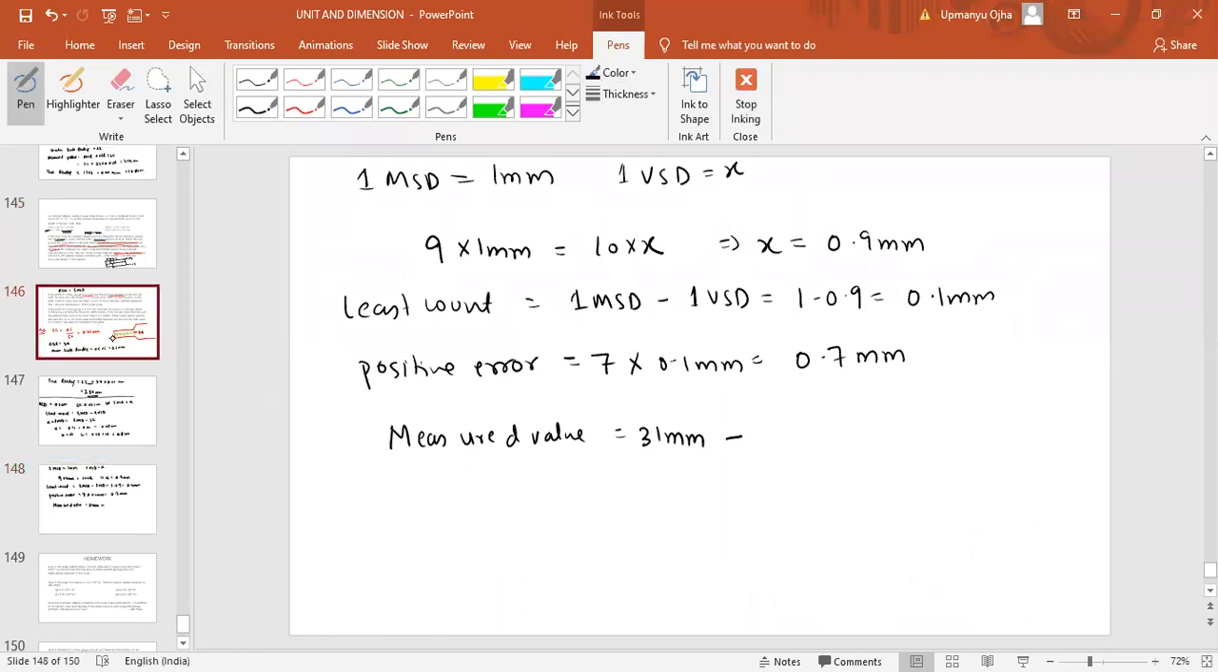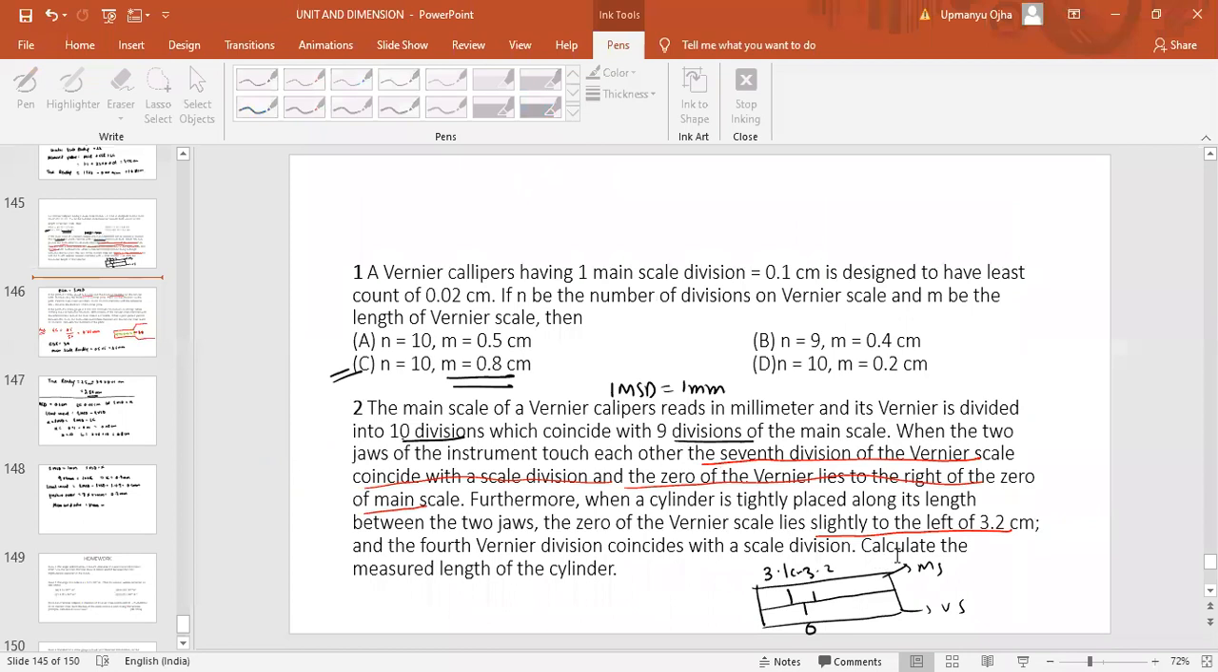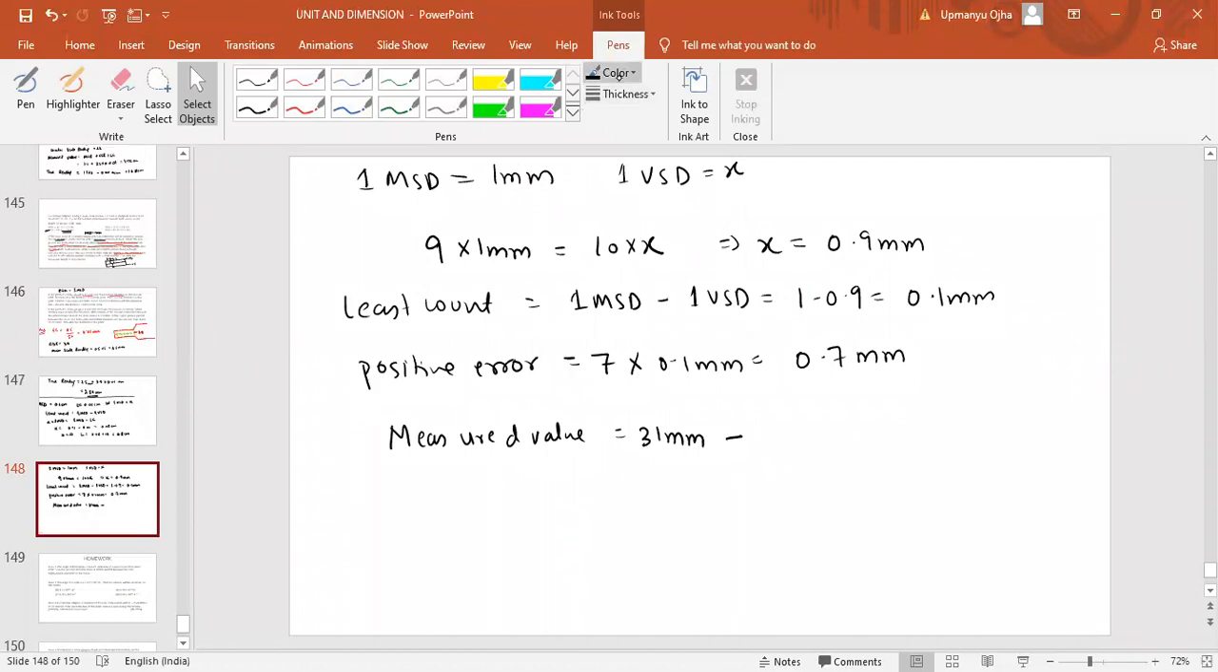Now what they are telling us is that the fourth vernier scale division coincides with a main scale division. So when you are reading with the help of this instrument, the fourth division of the vernier scale coincides with a scale division. What is the vernier scale reading here? 4 into least count. The least count is 0.1 millimeter. So what answer are we getting here? 31 minus 0.4 millimeter.